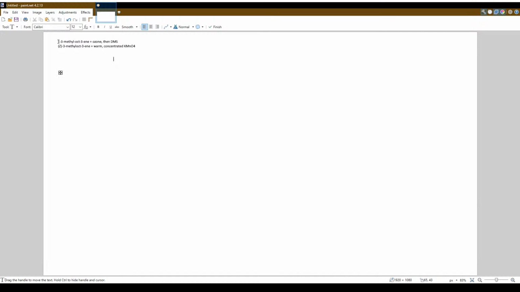I have to draw a molecule here. Ozone, then DMS. 1-ethyl cycloheptene plus ozone, then DMS. Okay, let's just say ditto plus warm concentrated KMnO4, then ditto cold dilute KMnO4. Oh, I don't know what happens if it's cold and dilute. Gotta be honest there. Maybe nothing happens. Okay.